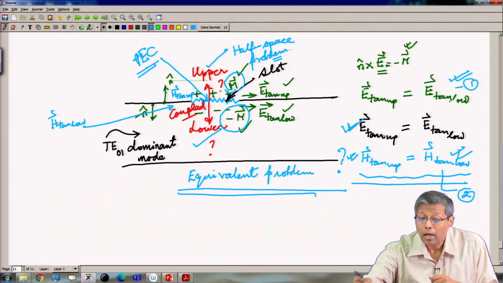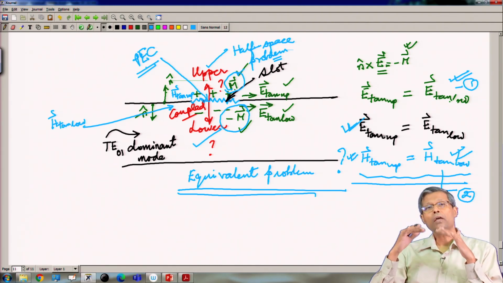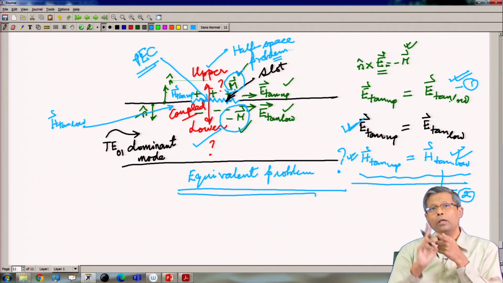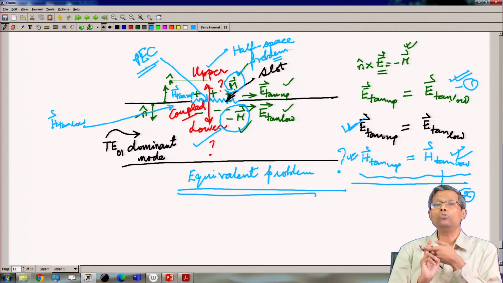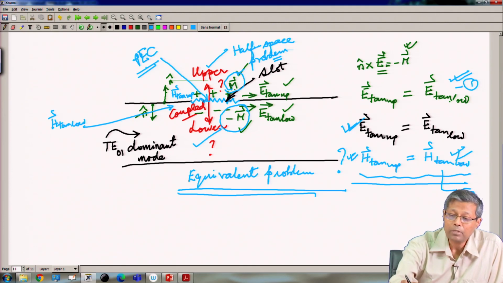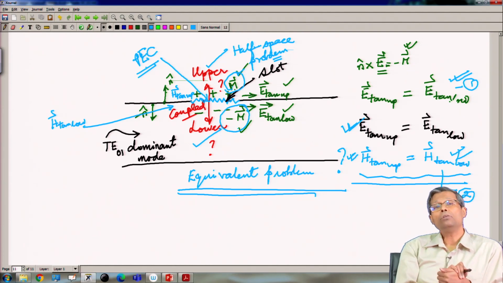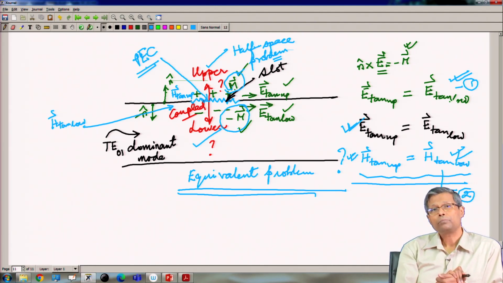This boundary condition I have already obeyed by placing the magnetic currents plus M and minus M on the upper surface and the lower surface of the slot. Remember, these magnetic currents are unknown to me. All I know is that they should be of opposite signs on the upper surface and the lower surface, and that they should be directed along the length of the slot. But what is their magnitude, I do not know. So, I have not done two things, or do not know two things.